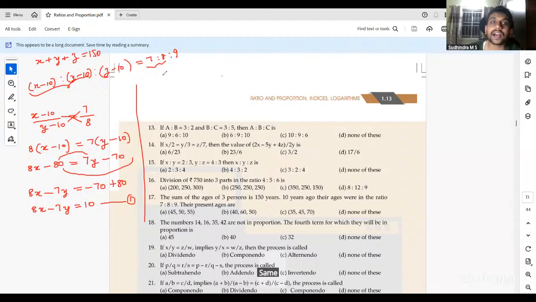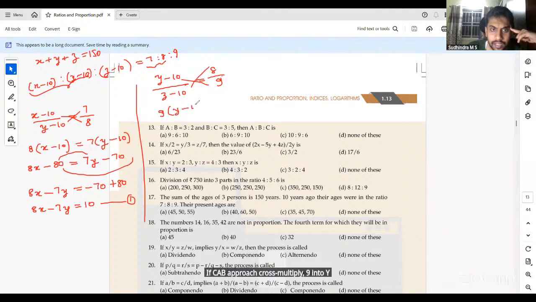Same way, I'll take another two ratios. I'll take y minus 10 and z minus 10 equals 8 by 9. Same approach, cross multiply: 9 into (y minus 10) is equal to 8 into (z minus 10). Yes, Adrut?